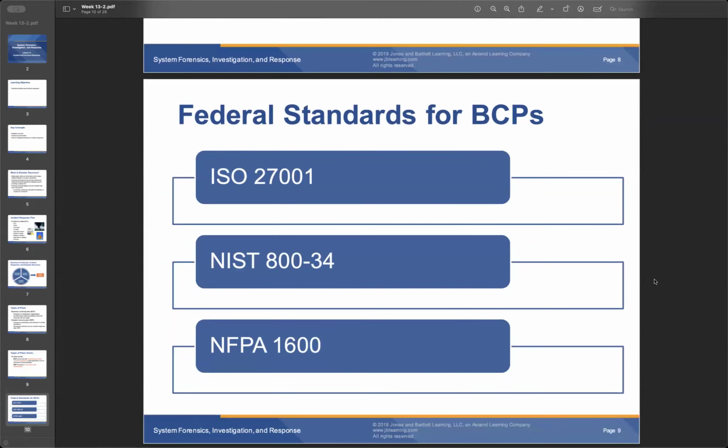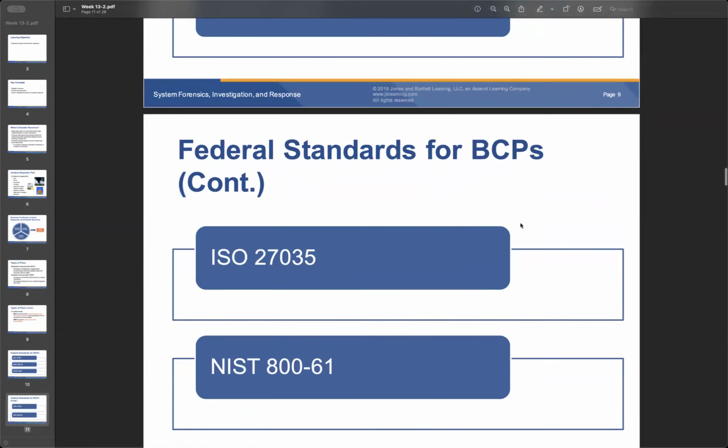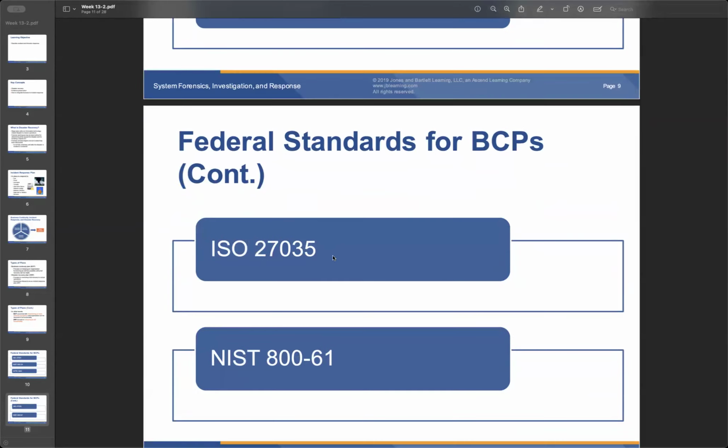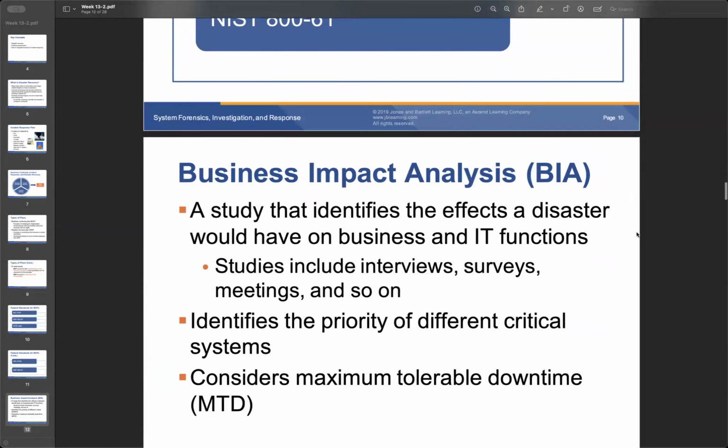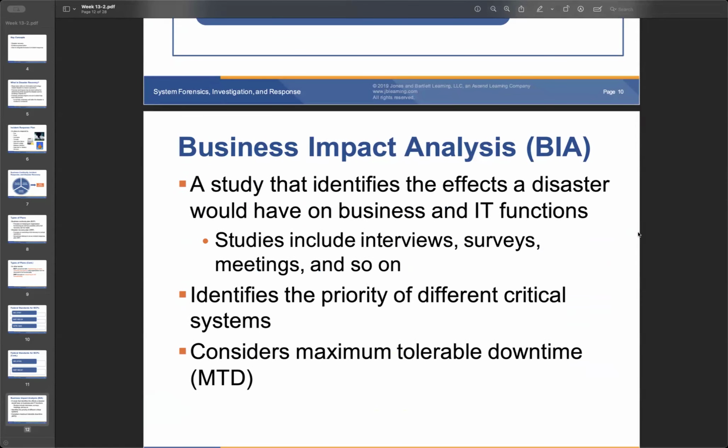We do have some standards for the BCP, like ISO 22301, NIST 800-34, or NFPA 1600. You just need to know there are certain standards, but you don't have to memorize them. Knowing them well enough is good. And some more, like ISO 27035.